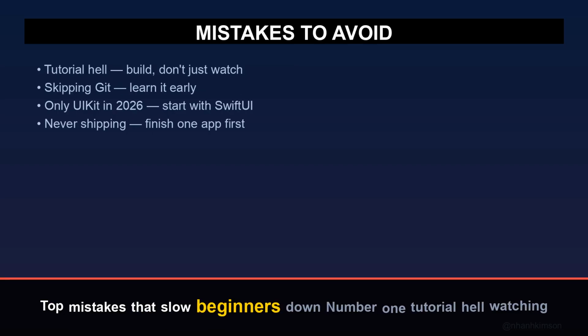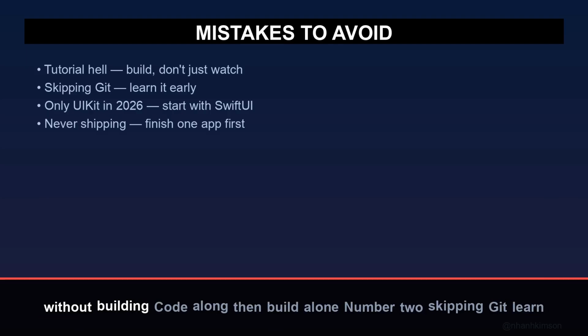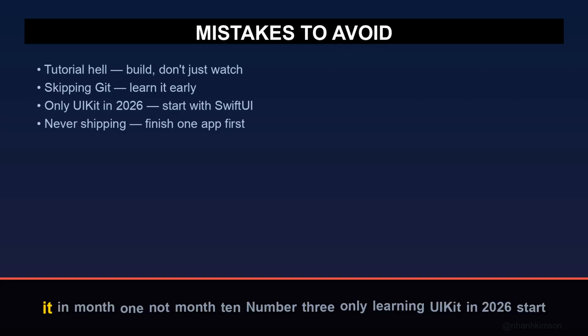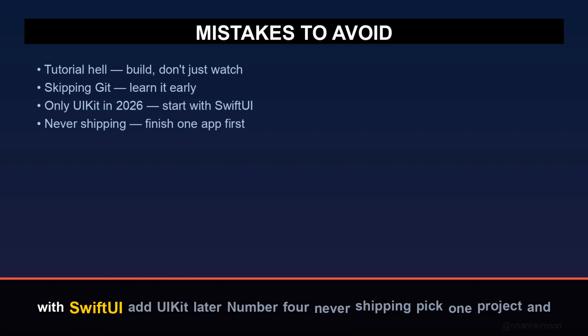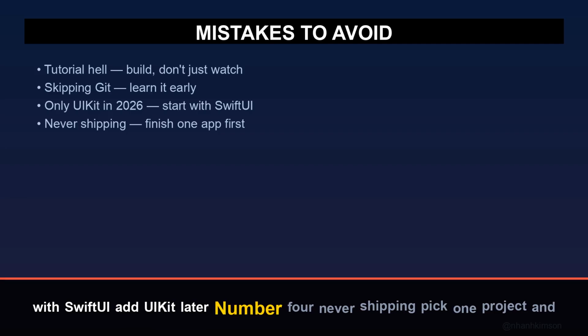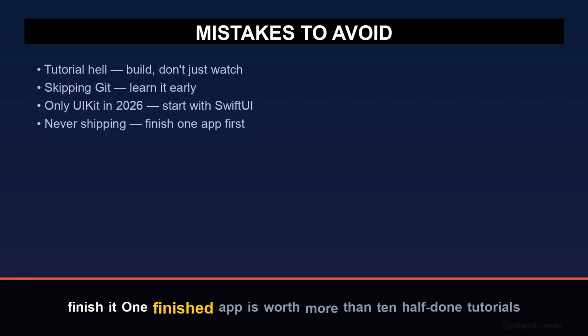Top mistakes that slow beginners down. Number 1. Tutorial hell, watching without building. Code along, then build alone. Number 2. Skipping Git. Learn it in month 1, not month 10. Number 3. Only learning UIKit in 2026. Start with SwiftUI, add UIKit later. Number 4. Never shipping. Pick one project and finish it. One finished app is worth more than 10 half-done tutorials.